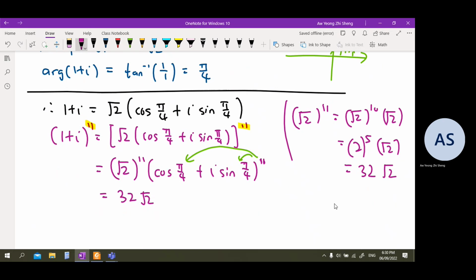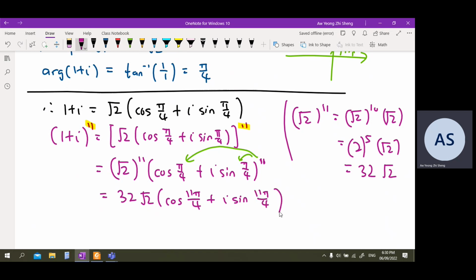Then cos of 11 pi over 4 plus I sine of 11 pi over 4. Okay, 11 pi over 4 is already beyond the first cycle. It is already more than 2 pi. So I will reduce it by 2 pi. Reduce the angle by 2 pi because I have a cos and sine applied to the angle. And so I can confidently reduce it by 2 pi, and I'm sure that the value will remain unchanged.